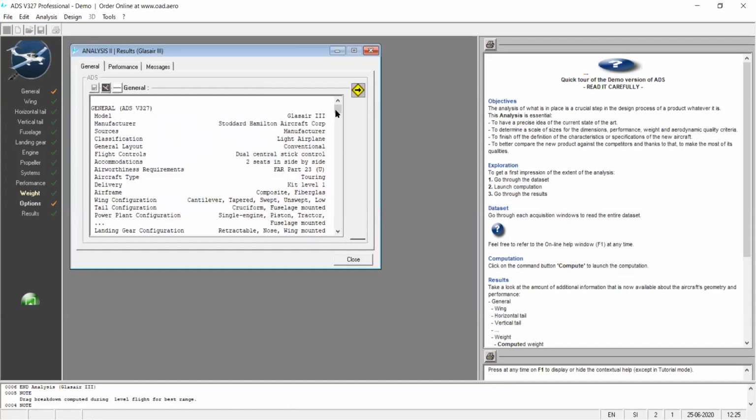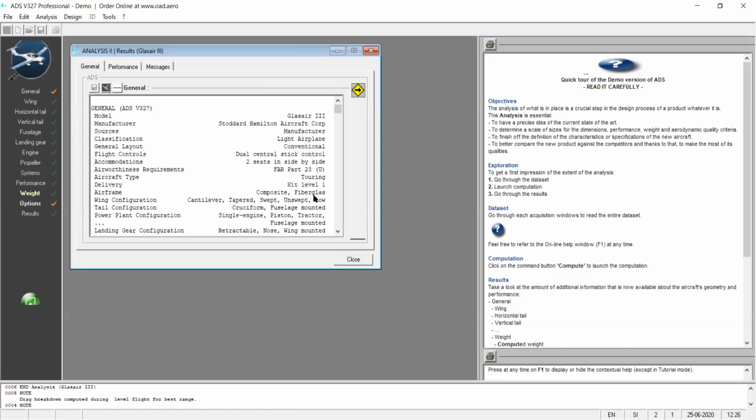See here, the manufacturer is Glacier 3, Stoddard Hamilton aircraft, a light airplane, conventional type of aircraft, and dual central stick control, 2 seats inside, side by side. How many seater aircraft? 2 seater. And what is part 23? Yesterday I discussed that part 23 is less than 12,500 lb. Such aircraft come under Federal Aviation Requirements. FAR is nothing but Federal Aviation Requirement. What is the purpose? It is for touring purpose.